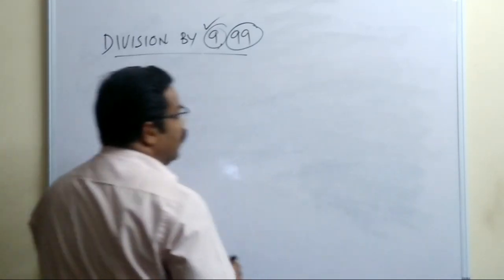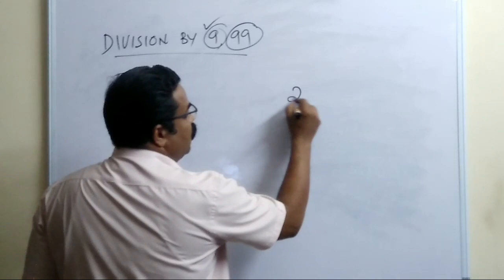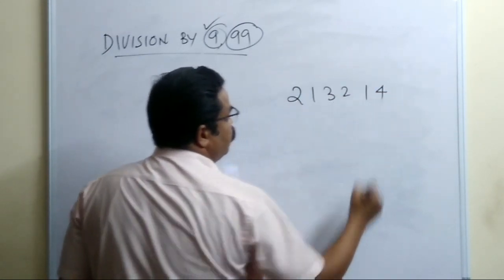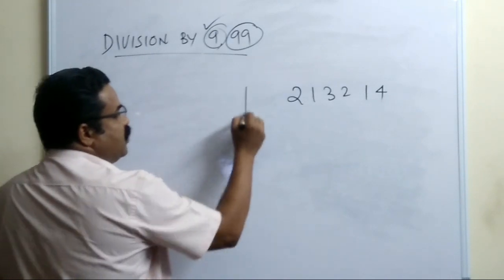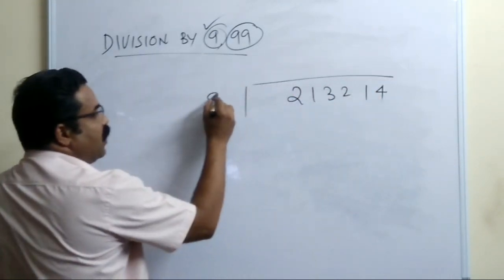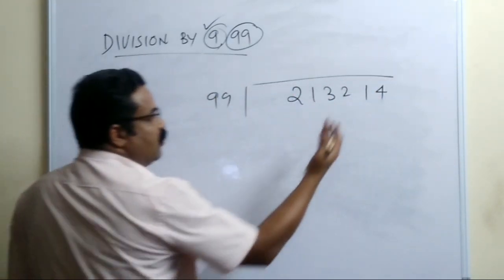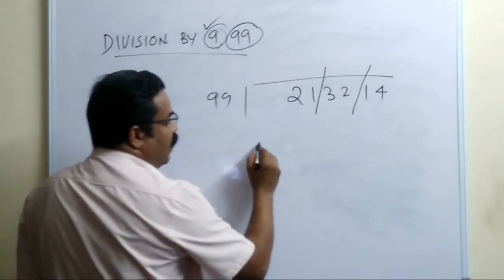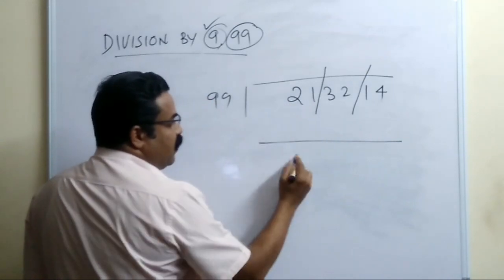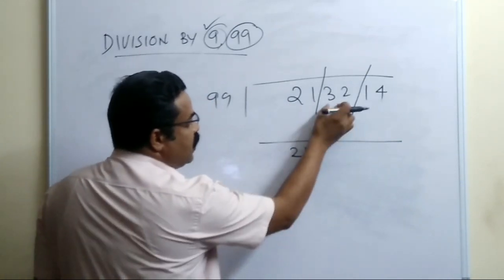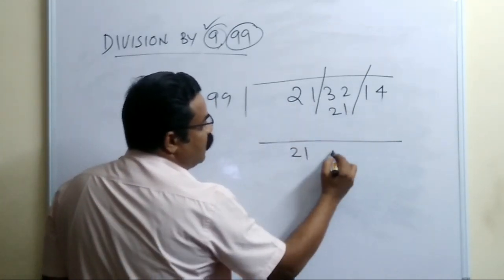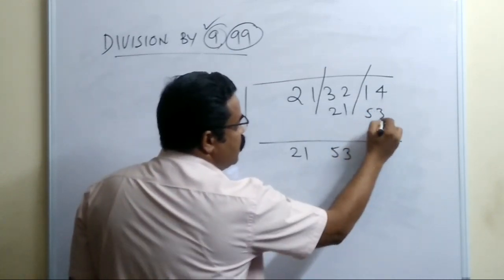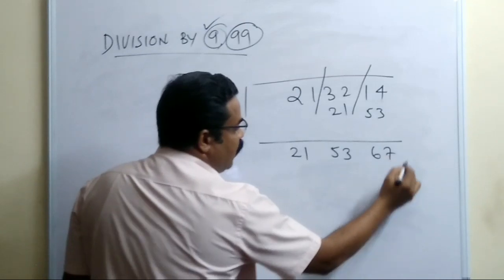You want to divide a number, for example, 2, 1, 3, 2, 1, 4. You have to divide this number by 99. So what is our method? From the right, pair it by 2. Then the answer is written like this. First 21 is written here. That 21 is added here. So you will get 53. That 53 will be added here. So you got 67.